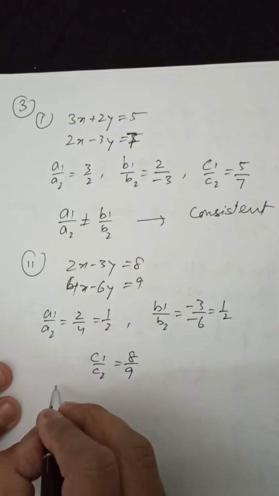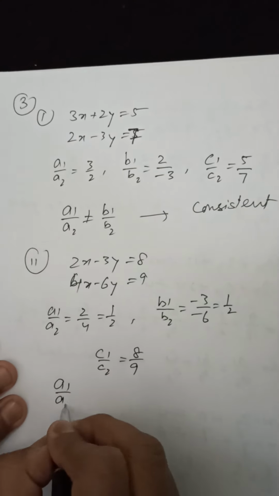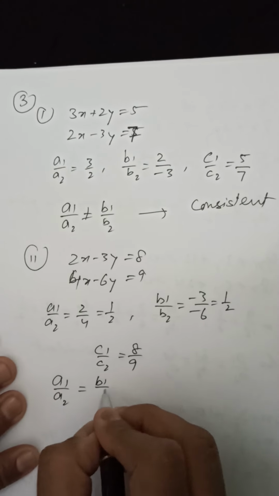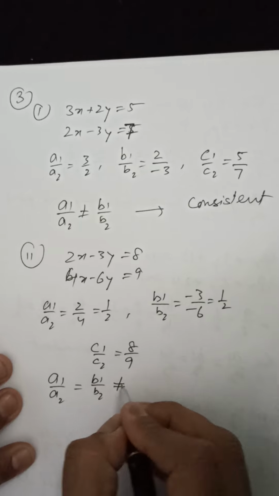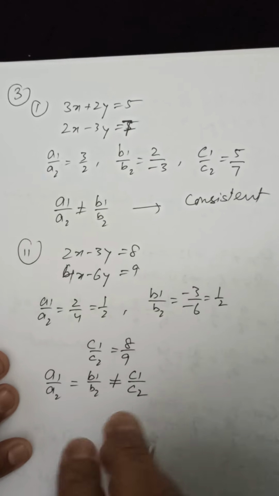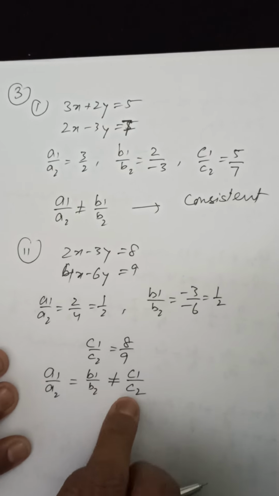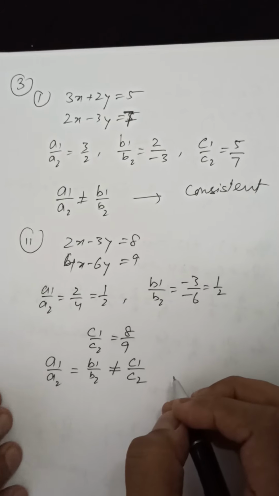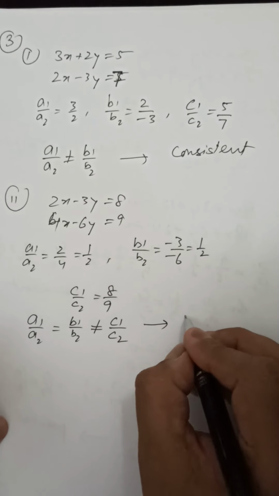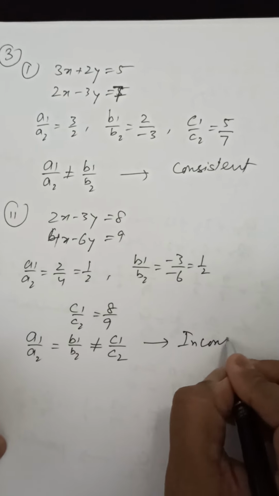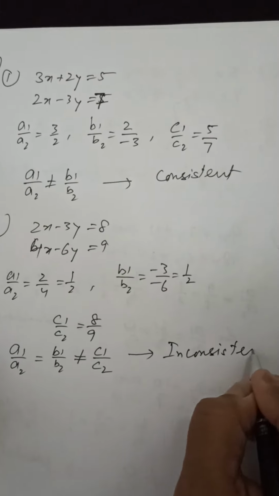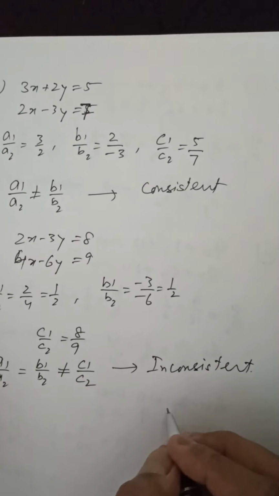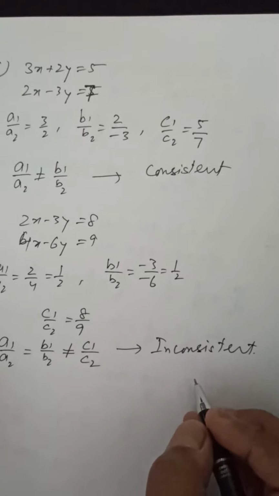So what do we observe? We observe that a1 upon a2 is equal to b1 upon b2 but is not equal to c1 upon c2. If first two are equal and third one is not equal, that shows that they are parallel lines and we have inconsistent. We have got the equations are inconsistent.